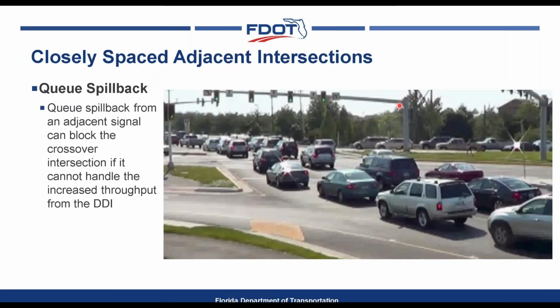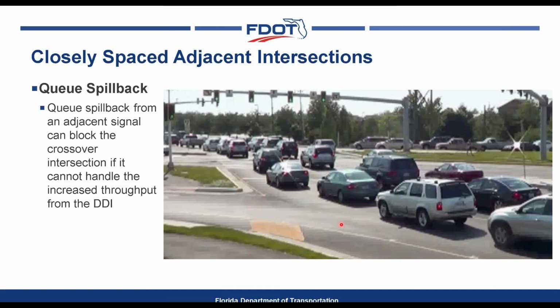Queue spillback from the adjacent intersections can be a big problem. In this case, there's a downstream signal that is backed up through the crossover. The two-phase signal at the crossover is more efficient and has a higher throughput than the adjacent 3 or 4 phase signals at the adjacent intersections, and this can create queues that spill back into the intersection. The analyst needs to pay close attention to this queuing and also the signal progression to try to alleviate that.